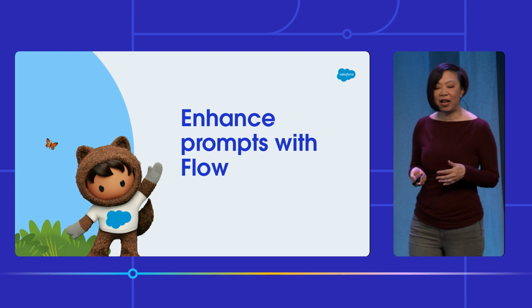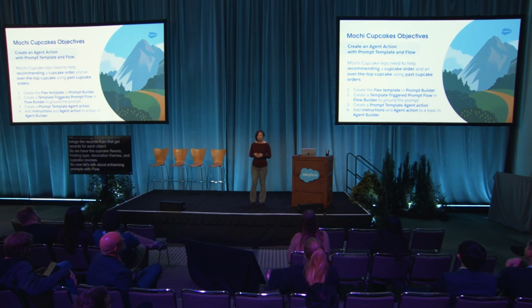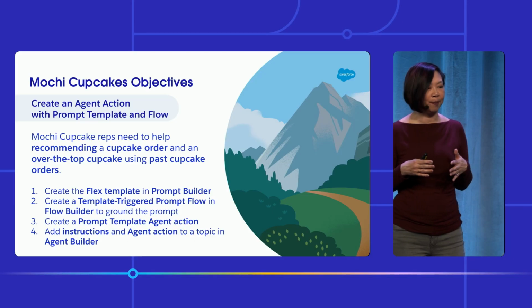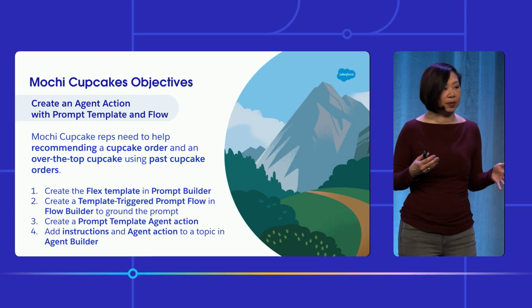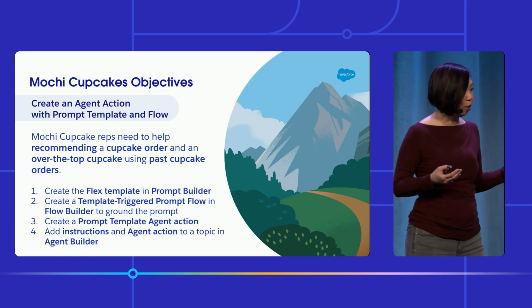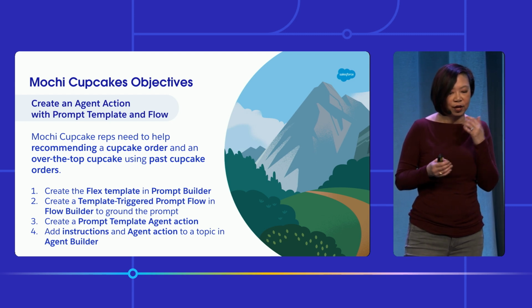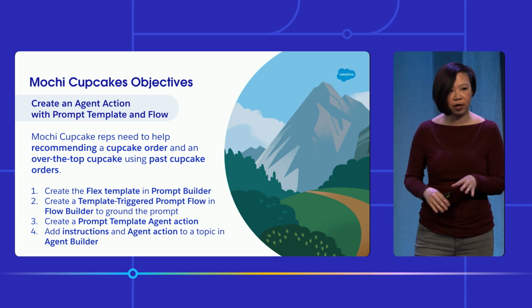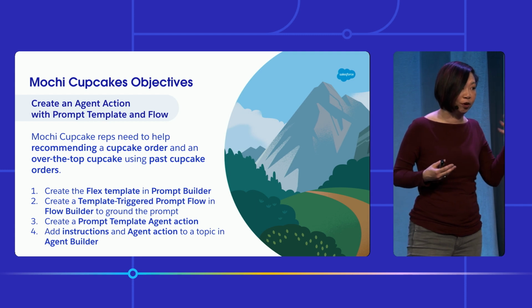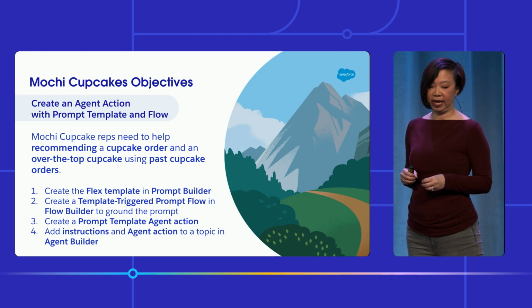So now let's talk about enhancing prompts with Flow. So Mochi Cupcakes now want to get into the AI era. So they want to have an AI rep help their reps with recommending a cupcake order using the past cupcake orders by the customer. Now, if they were to do this over the phone, they're going to have to weed through all the past orders, then figure out what the cupcake order is to recommend. But we're going to have an AI agent do this for us.